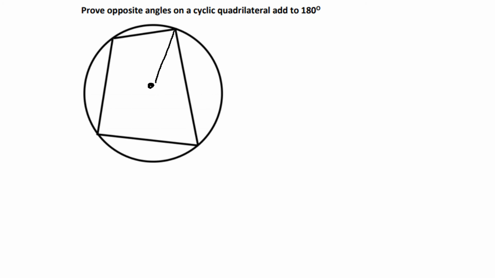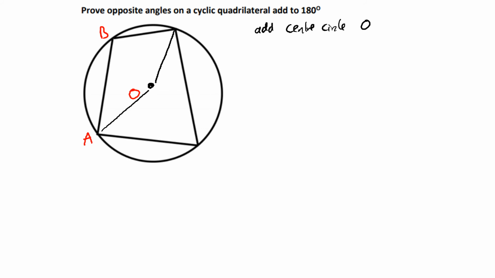Okay, so cyclic quadrilateral. Now this is going to again start with drawing on the circle center. So our first step is going to be to add the center of the circle, which we'll call O. Now, what do we actually want to do with this? Well, we want to use the double angle theorem to our advantage here.